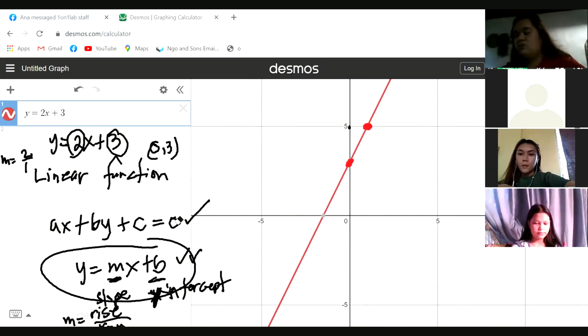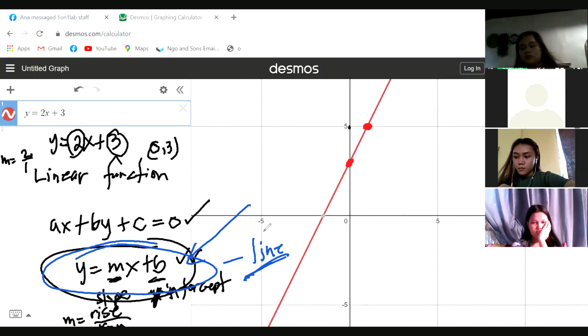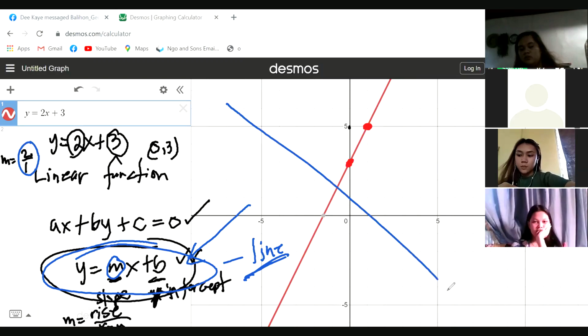Okay, is it clear? So if you have this form, y equals mx plus b, then your graph is a line. And it is a line either inclining to the right or inclining to the left. It is inclining to the right like this if your slope is positive, just like here, your slope is positive 2. But if your slope is negative, then it is inclining to the left. Clear? Is it clear, class?